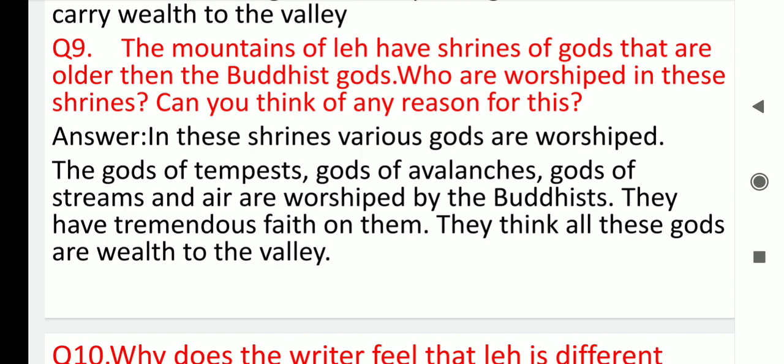The gods of tempests, gods of avalanches, gods of streams and air are worshipped by the Buddhists. They have tremendous faith in them. They think all these gods bring wealth to the valley.